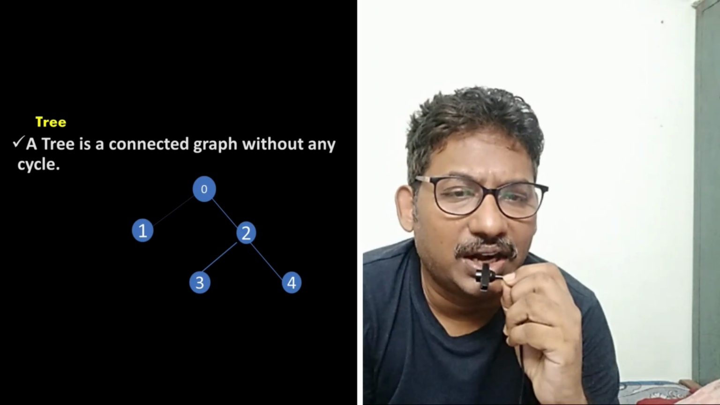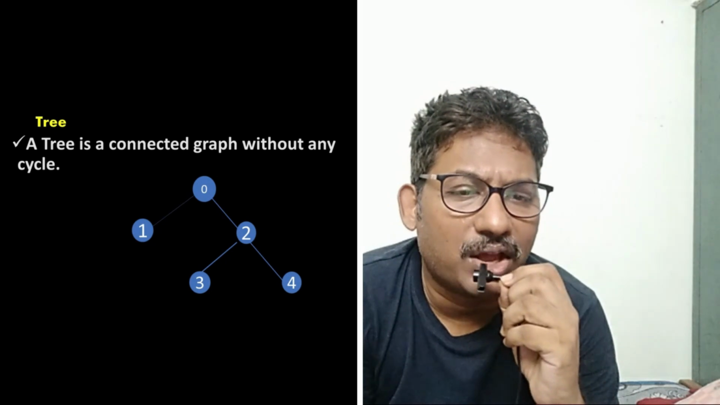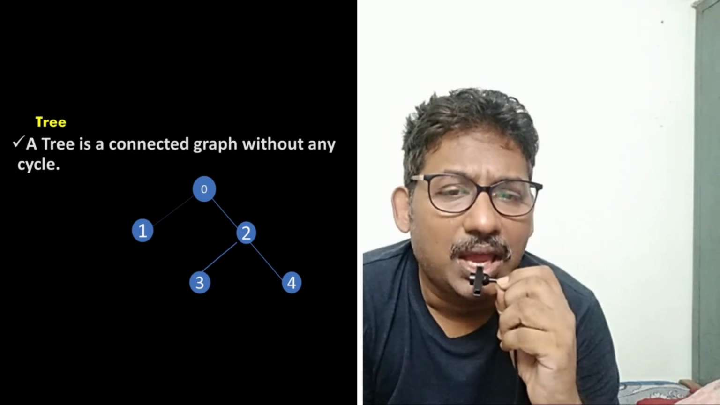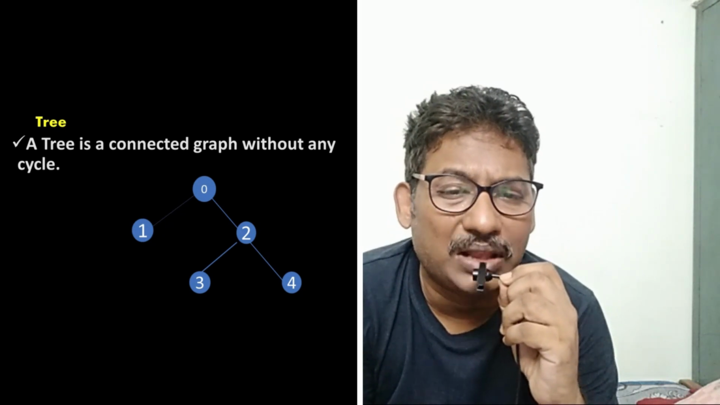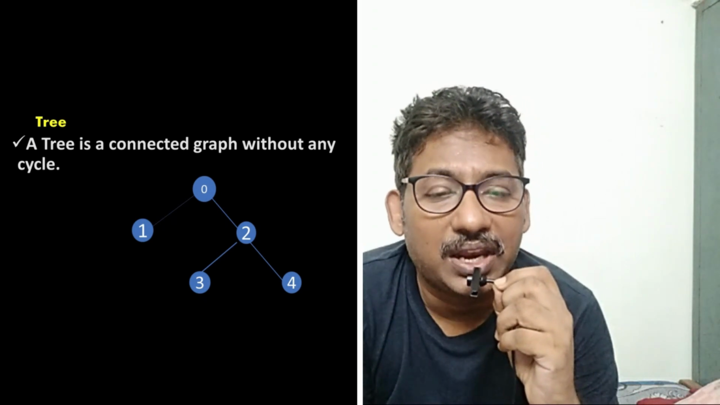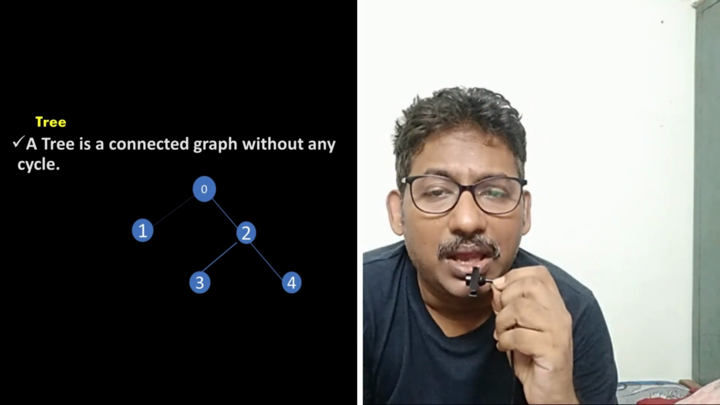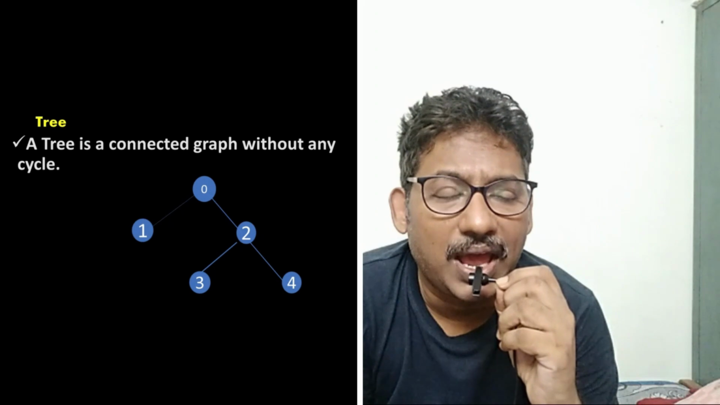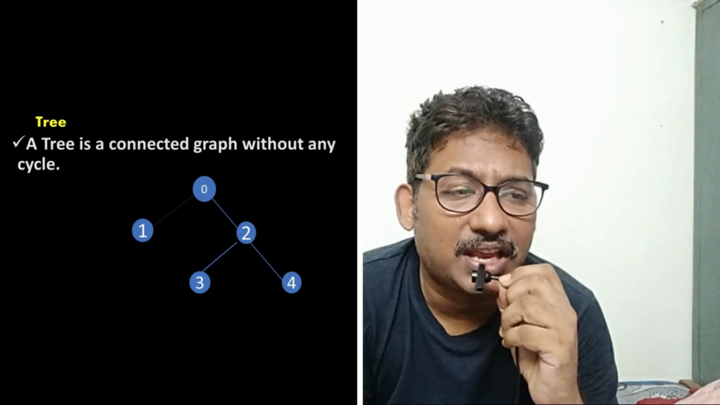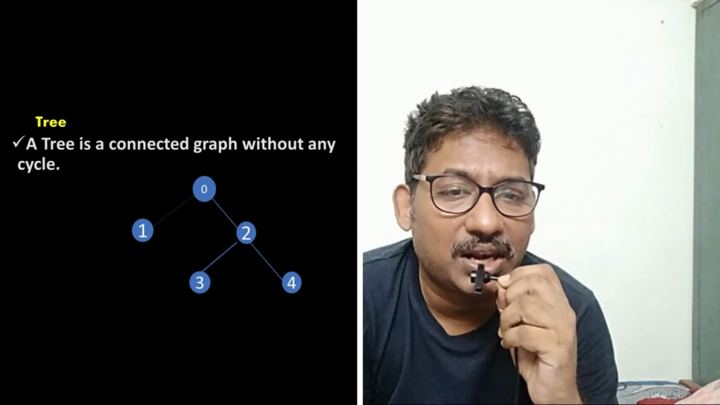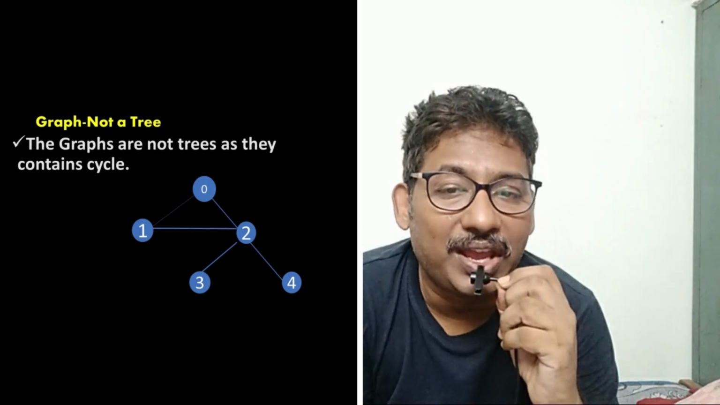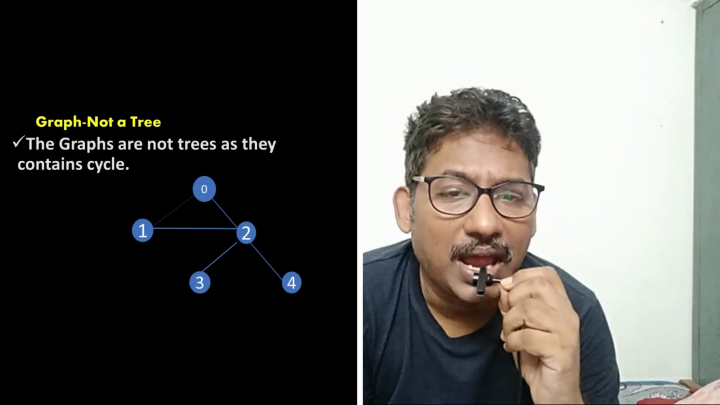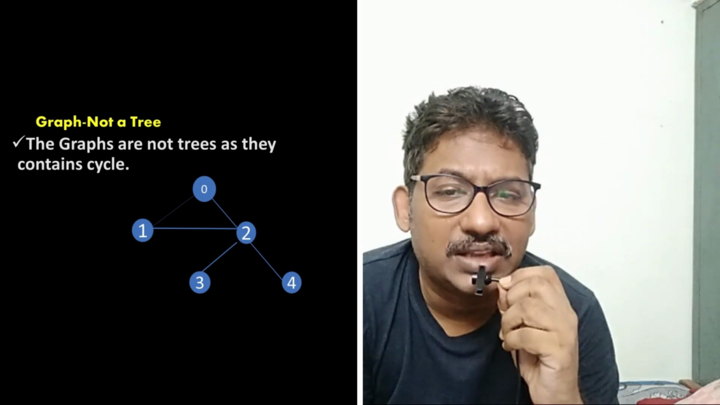A tree is a connected graph without any cycle. So here we are not going to have any closed figure. It does not have any cycle. If there is a path from 0 to 1 and 1 to 2 closing back, it will become a cycle, then it won't be a tree, it will be a graph. So the major difference between a tree and a graph is that a graph can have cycles, whereas in a tree there is no chance of having any type of cycle. A tree is a connected graph without any cycles. So graphs are not trees as they contain cycles.